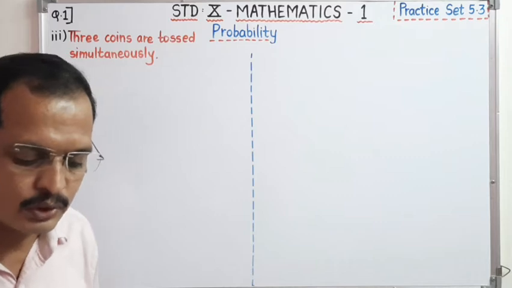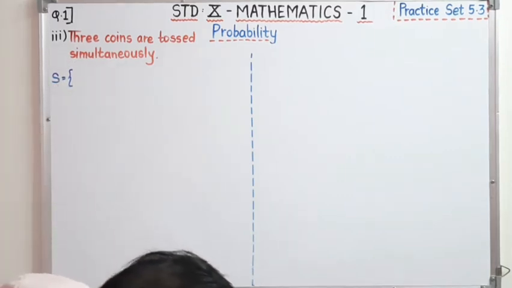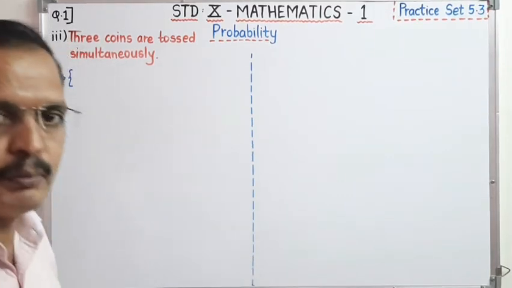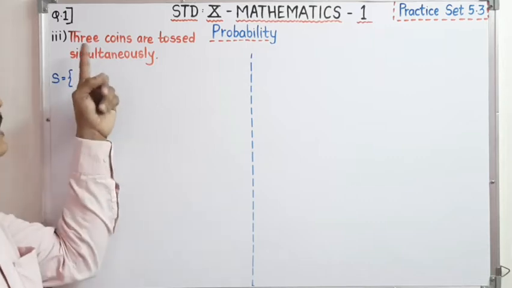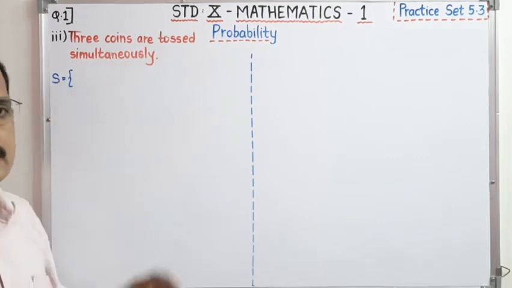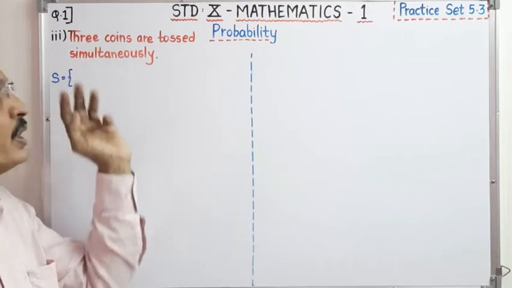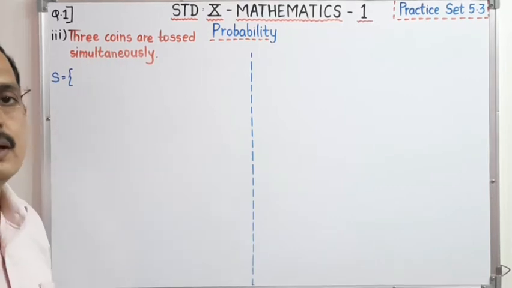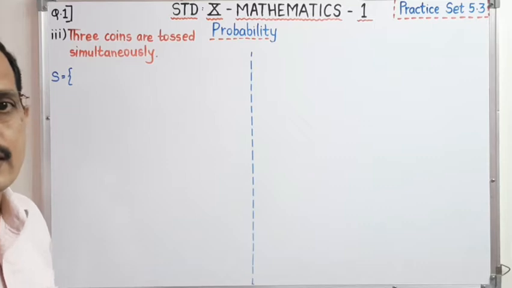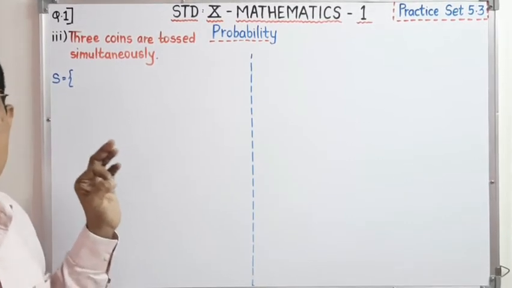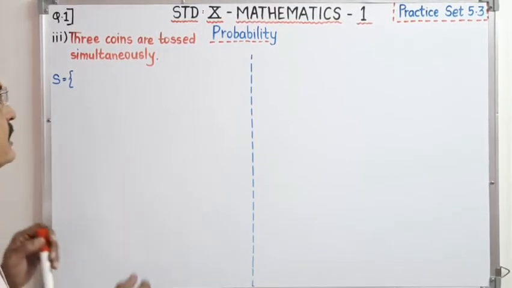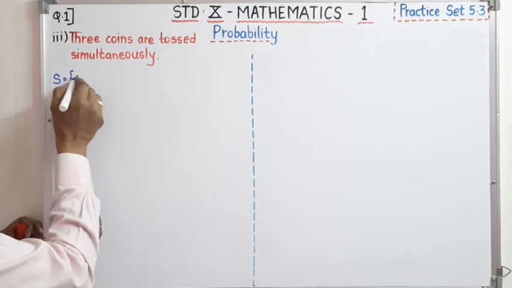Dear student, first of all we have to write the sample space for the given random experiment. See, 3 coins are tossed simultaneously. I have already explained to you how to write the sample space when 3 coins are tossed simultaneously. Dear student, all of you know that there are 8 elements or 8 sample points in this experiment.